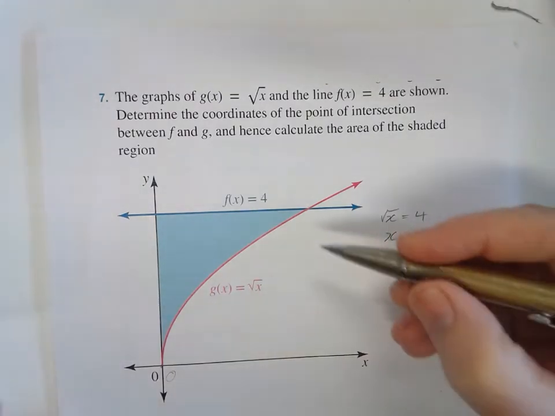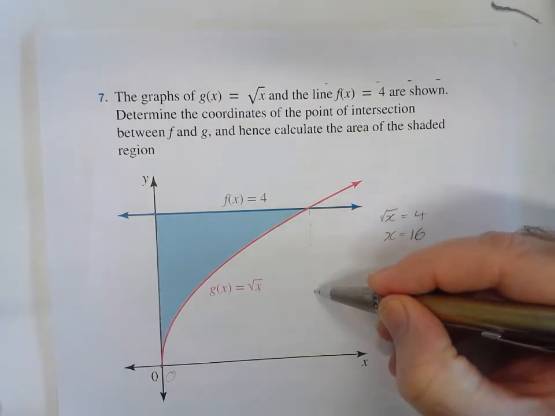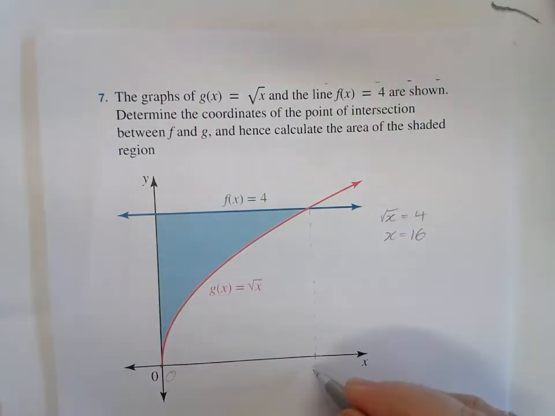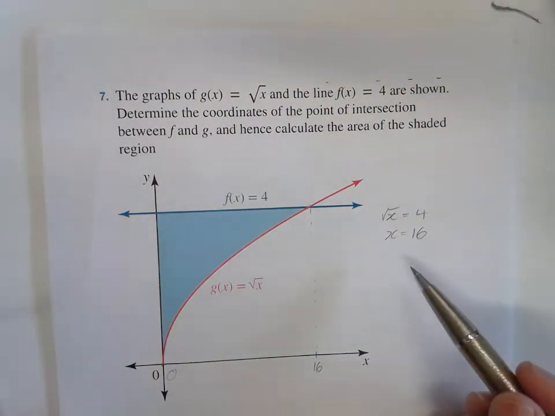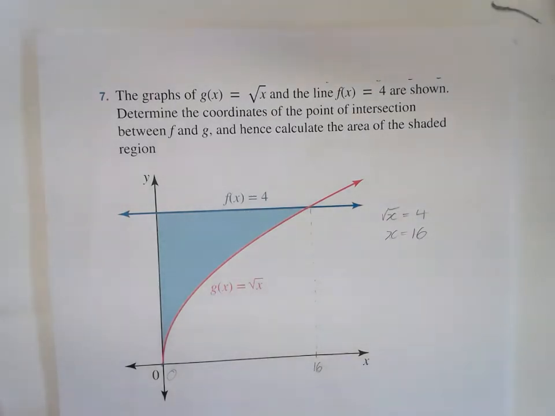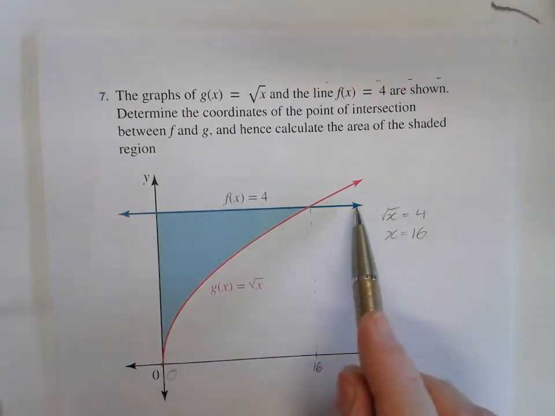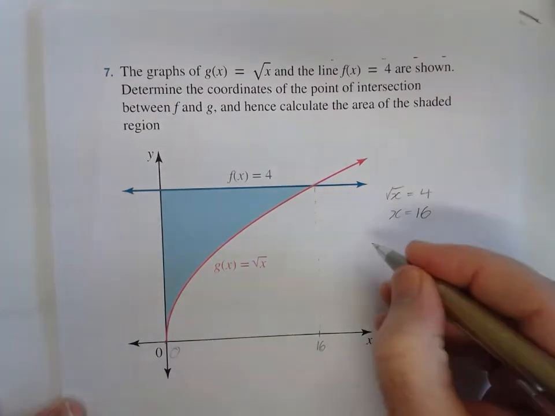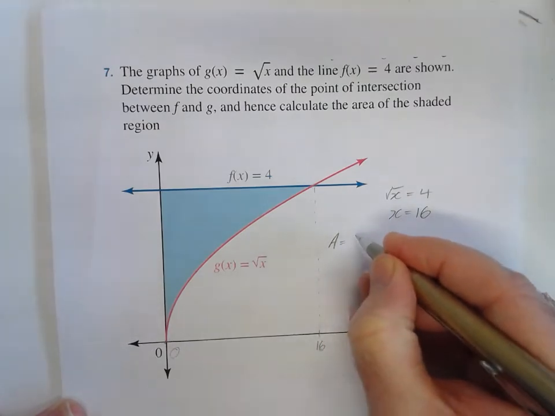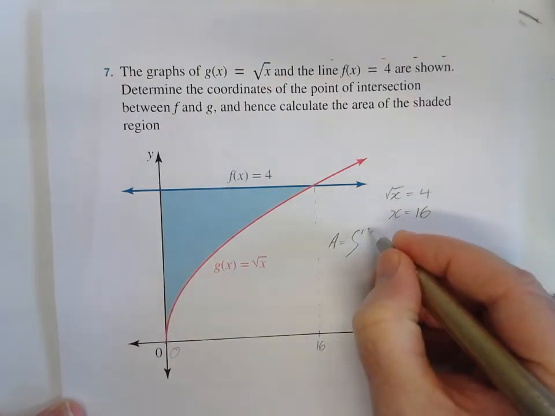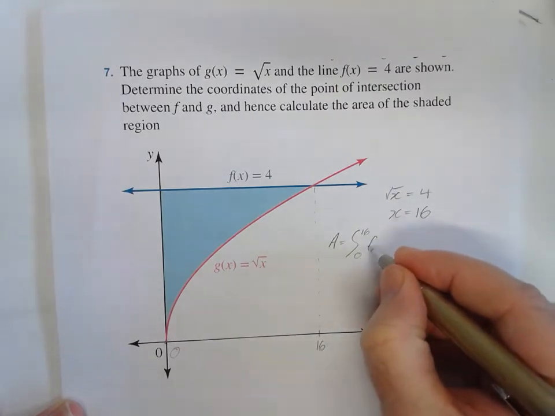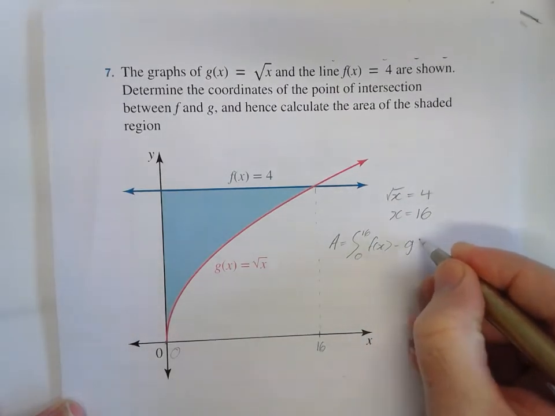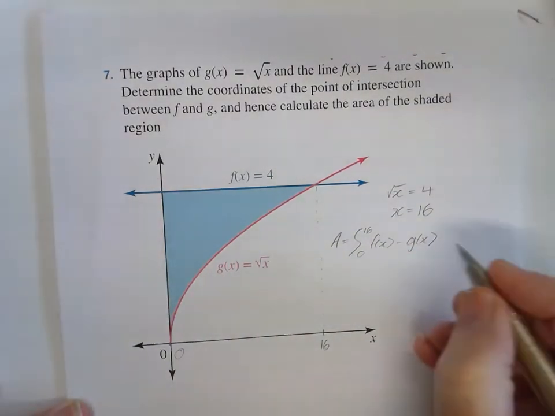So what that means is that if I draw a line straight down here, that point on the x-axis will be 16. That also now allows me to have my upper boundary for my area. Now I'm going to come up with a difference function. I'm going to take the top function and take away the bottom function, which is the pink one. So my area is going to be the integral between 16 and 0 of f of x minus g of x.